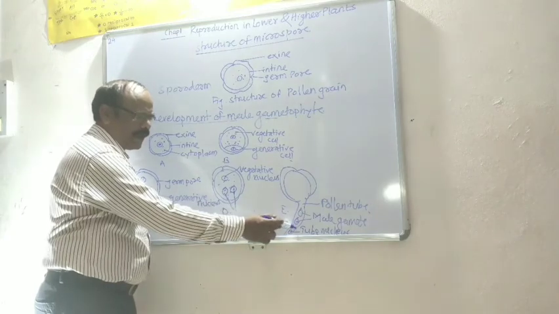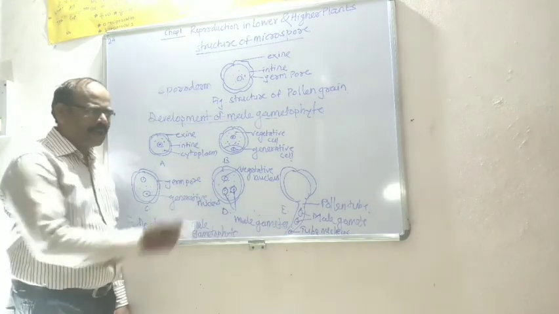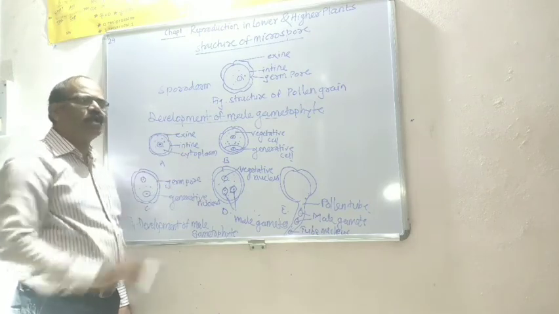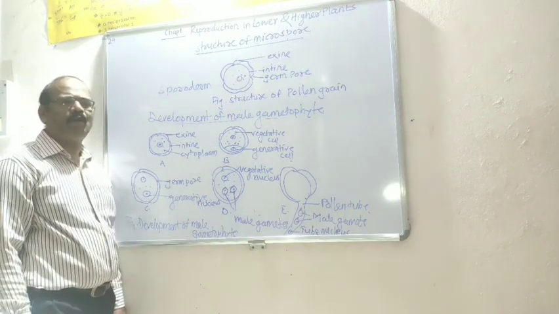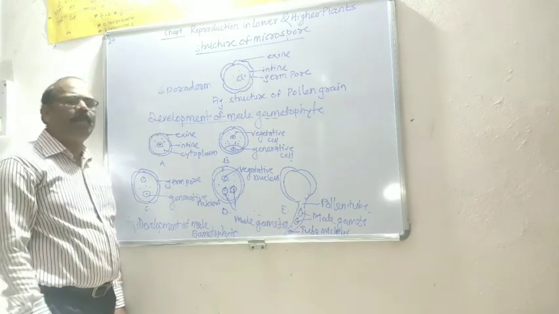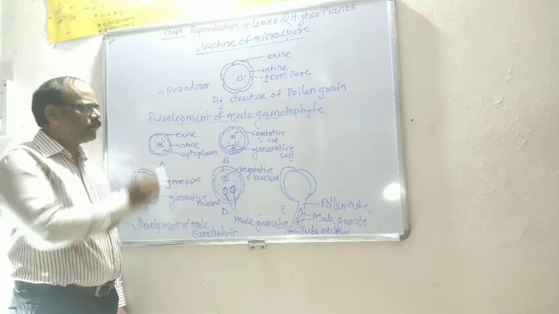The tube nucleus is migrated toward the tip of that pollen tube. That tube nucleus, pollen tube, and two male gametes is the structure of development of male gametophyte. Today we learn about the structure of microspore and how the development of male gametophyte will take place there.